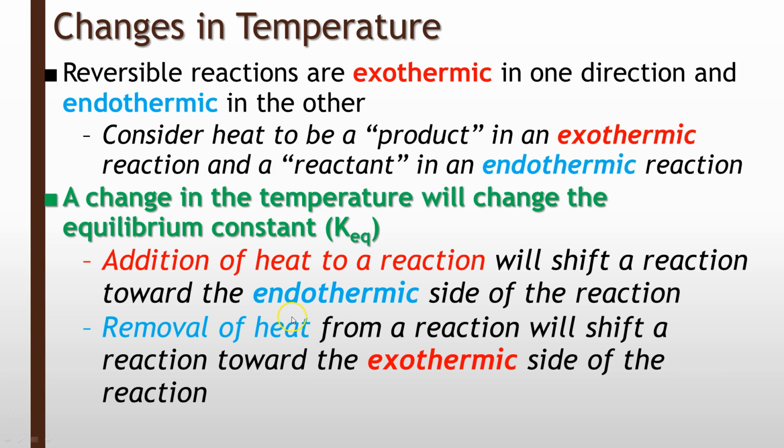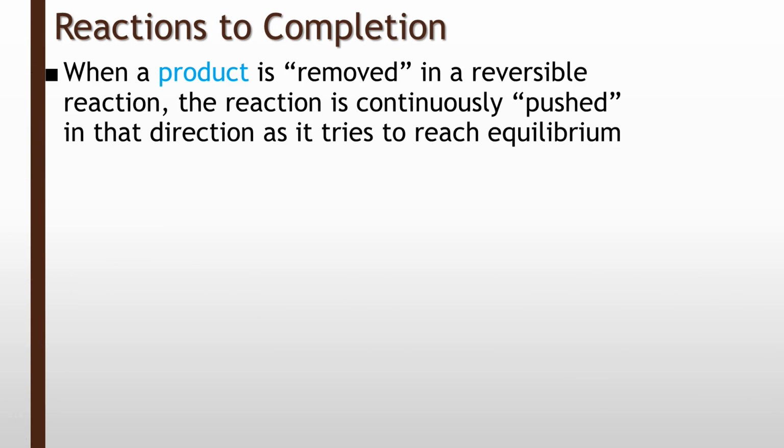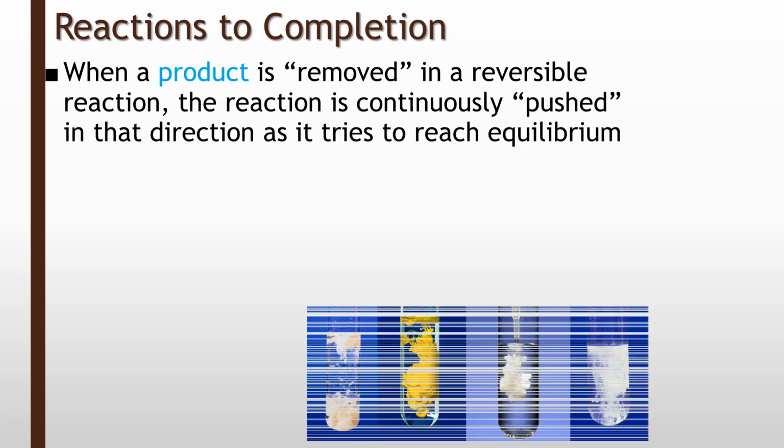If I take away heat, it's going to try to make up that heat with an exothermic reaction, sort of pushing it in the opposite direction. Now, whenever I'm removing a product, you have to think that the reaction is going to take place much more quickly. Why? Because I'm constantly removing a product, so the system is constantly trying to replace it. So it's pushed in that direction as it tries to reach equilibrium.